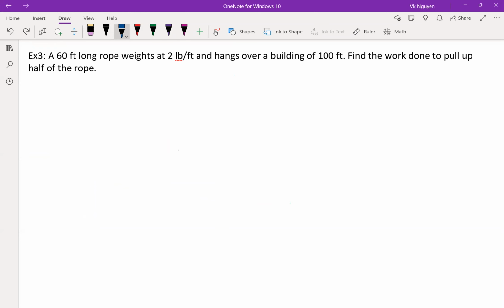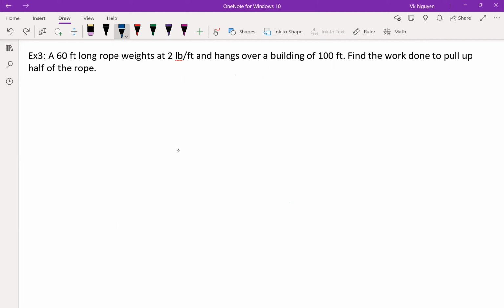Example 3. A 60-foot long rope weighs 2 pounds per foot and hangs over a building of 100 feet. Find the work done to pull up half of the rope. Similar to the previous problem, when we move up the rope, it gets lighter, so the force varies.